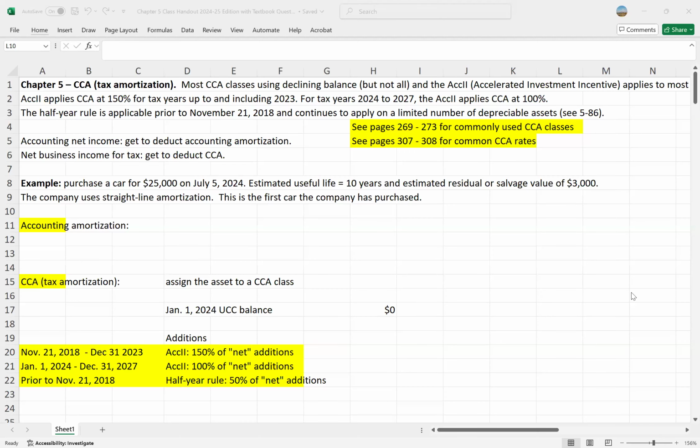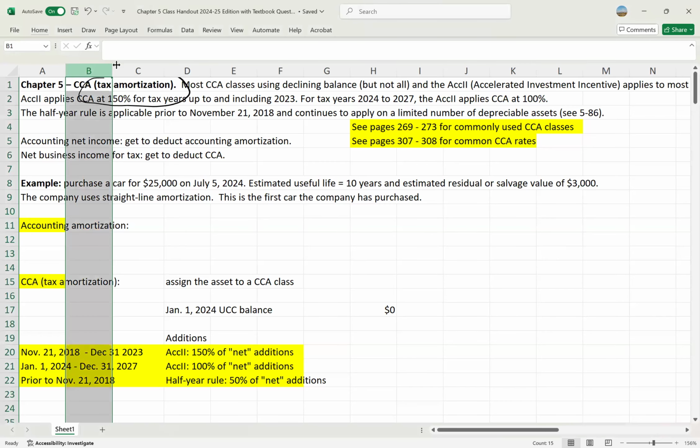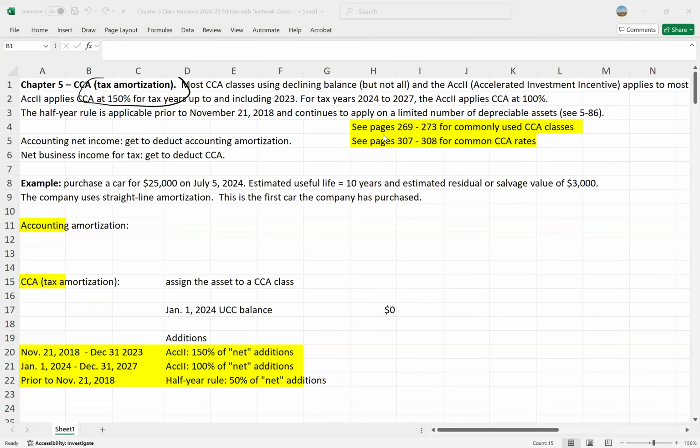Tonight we're going to go through Chapter 5, and the title of Chapter 5 is Capital Cost Allowance. Now, capital cost allowance is basically what we refer to as tax amortization. So whenever you hear the term capital cost allowance, that's basically what we refer to as tax amortization.